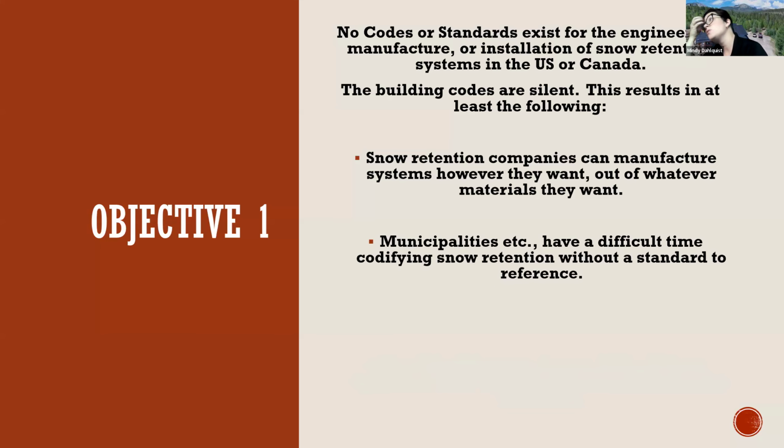Municipalities also have a difficult time codifying snow retention since there's no standard for them to reference. So oftentimes in areas such as Lake Tahoe, California, and places like Truckee, it's very difficult for them to say, hey, you need snow retention on your roof. Well, does that mean 6 brackets above a doorway? Does that mean 1 fence? How many pipe does that fence need to go up?